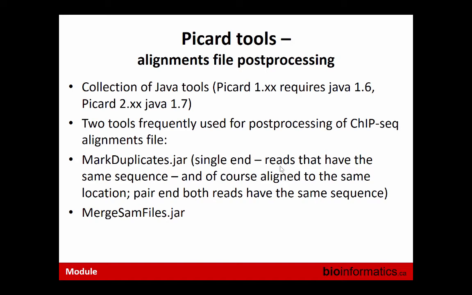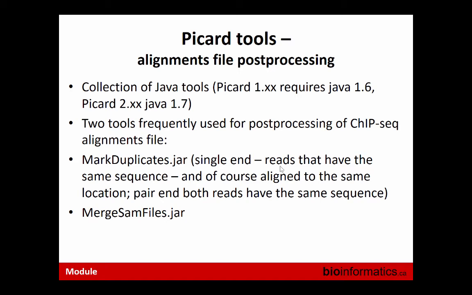One is MarkDuplicates. When we have paired-end reads, it's very difficult to say which pair is duplicated, because how would we know, right? Two reads have to be identical. Sometimes read one is identical, excuse me, but read two can have a different location. So Picard will help us with this. And the second tool in Picard is MergeSamFiles.